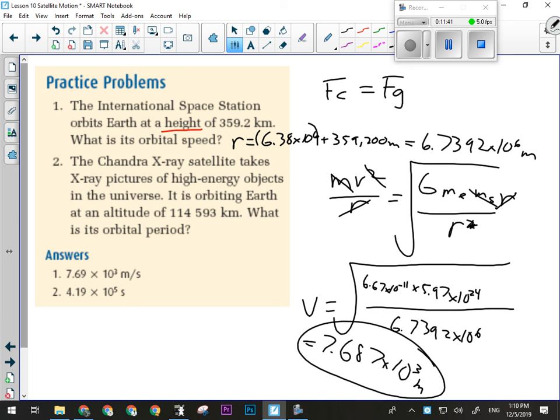All right, how many people have done number 2? I'm going to give you a little bit more time. This one you're using orbital period, so you're going to have to do that thing that I showed you before, the substitution thing. That's what you have to do here. I'll give you a couple minutes on that one.